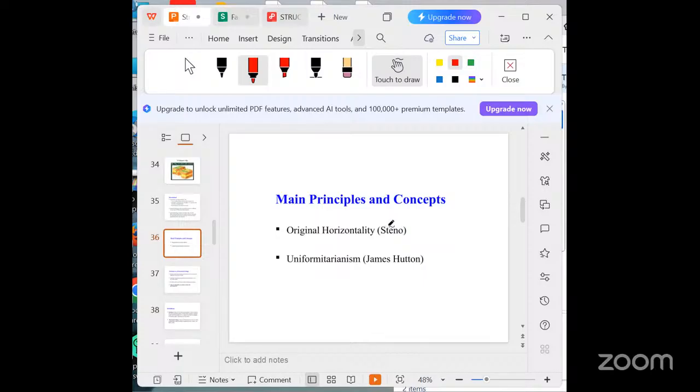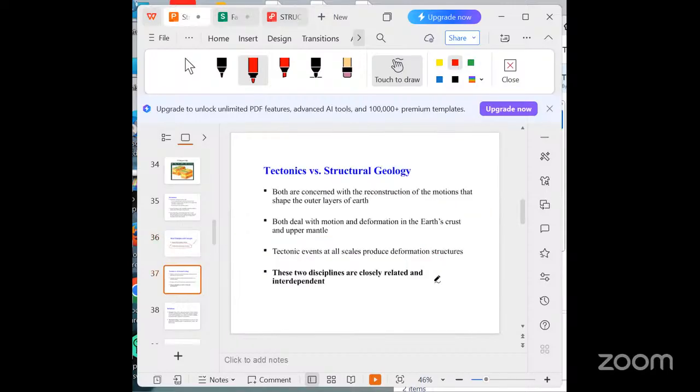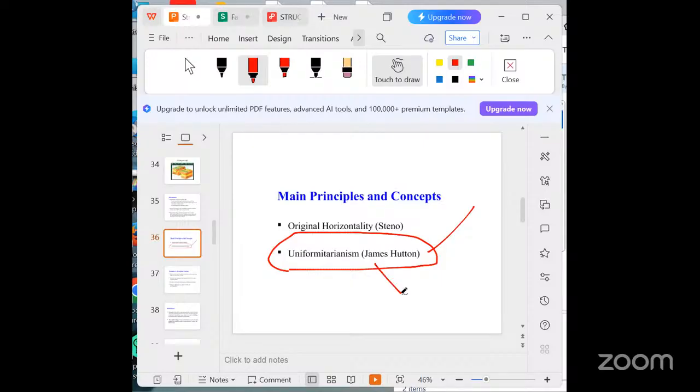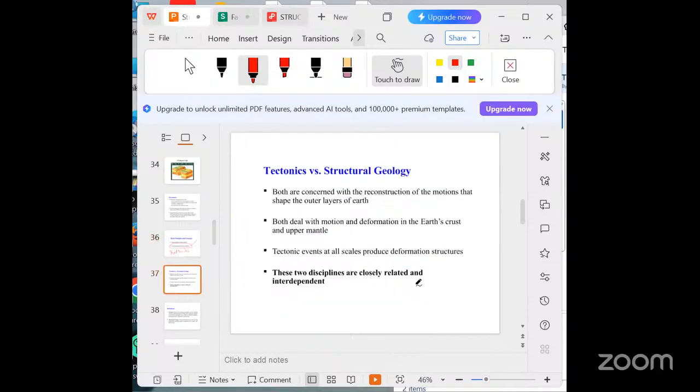So now the main principles and concepts of structural geology, that is the original horizontality and uniformitarianism. I already told about this one. These are very important topics, right? James Hutton. What is this principle? The present is key to the past.